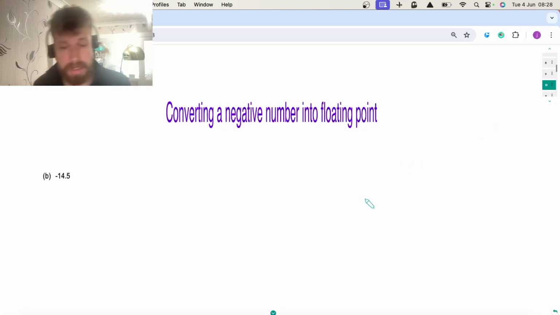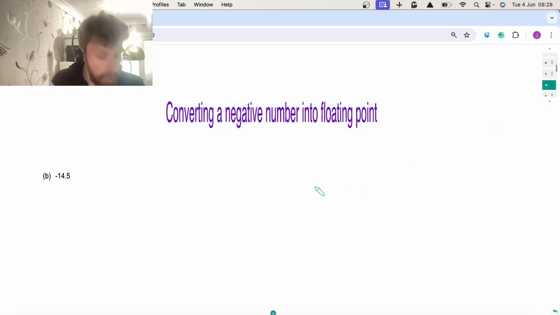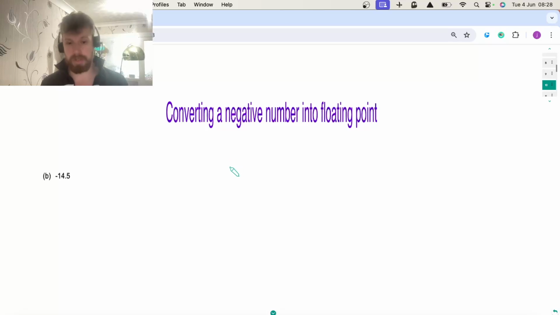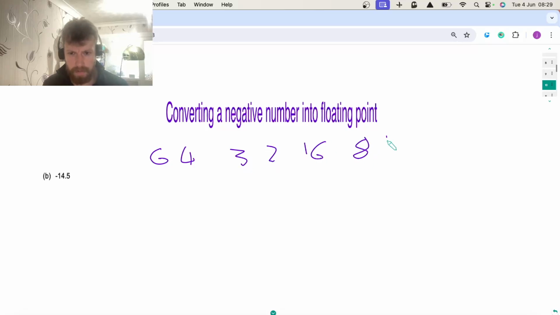Converting a negative number into floating point. So we just have to go through a couple of stages on this one. It's just an extra step. Once you've converted it into fixed point, you just need to 2's complement it, and then just make sure that the decimal point goes between the 1 and the 0 there. So on this one here, we'll go for 64, 32, 16, 8, 4, 2, 1, and then we're going to do 0.5.